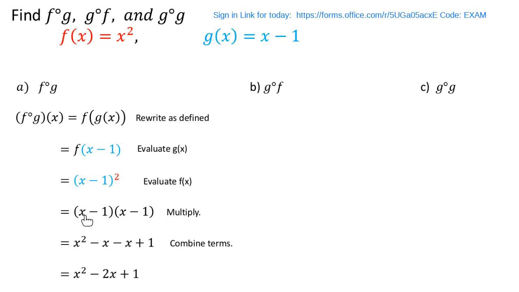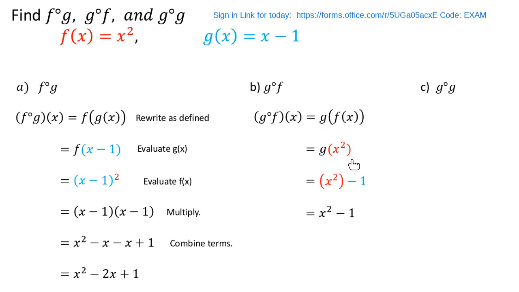So we're going to end up with x squared. x times negative 1 is negative x. Negative 1 times x is negative x. Negative 1 times negative 1 is a positive 1. So we end up with x squared minus 2x plus 1.